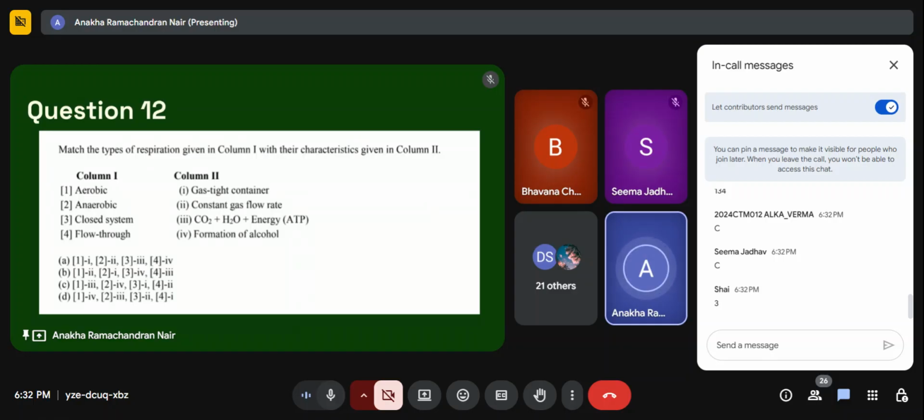So let's see if that is the correct answer. So yes, the correct answer is C. So 1, that is aerobic, means CO2 plus H2O plus energy, right? So during aerobic respiration, you get CO2 plus H2O plus energy. In anaerobic respiration, you get the formation of alcohol. All right. Closed system means gas tight container, and flow through system means that there's a constant flow rate of gas. So the correct option is option C. Right? All of you got it correct, right? Is there any doubt in this question?